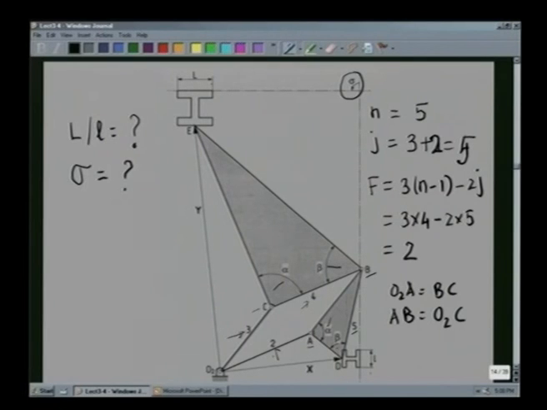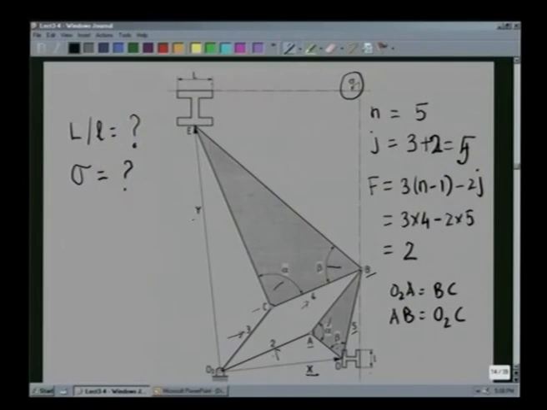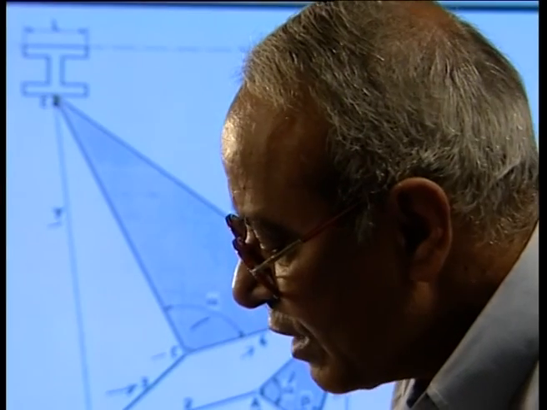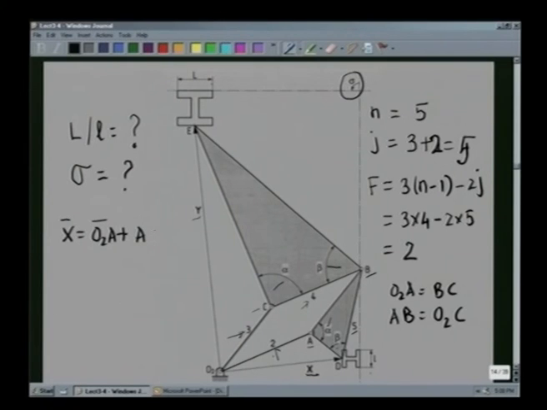To do this, we use the link lengths as vectors. Suppose the position of the point D is represented by this vector x, and the position of the point E is represented by the vector y. What we can see, we can easily write vector x is vector O2A plus vector AD.